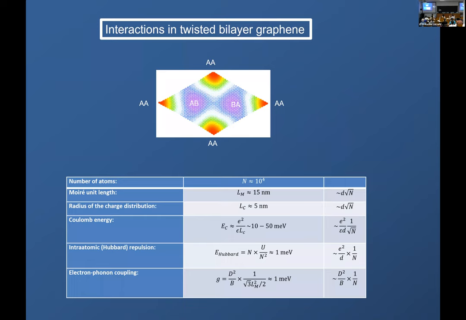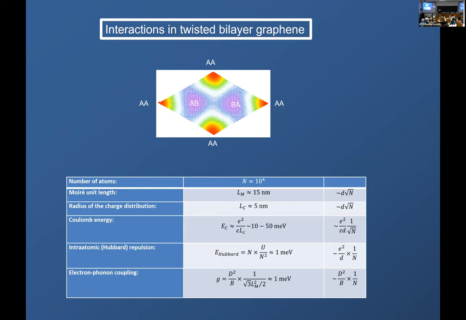But now let's go to the interactions. The very large size of the unit cell, this large number, 10,000 atoms in the unit cell, allows you to characterize, to a first approximation, the relevance of the interactions. And the leading interaction is going to be the Coulomb interaction. As Ali mentioned, there is this charge accumulation at the center of the unit cell. Even if you have a gate which cancels the average charge, you still have an inhomogeneous charge of zero average, but which is not negligible at all.